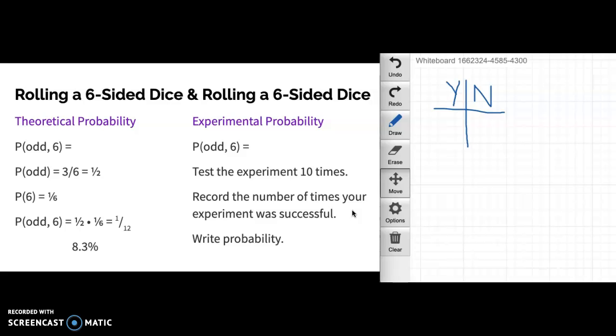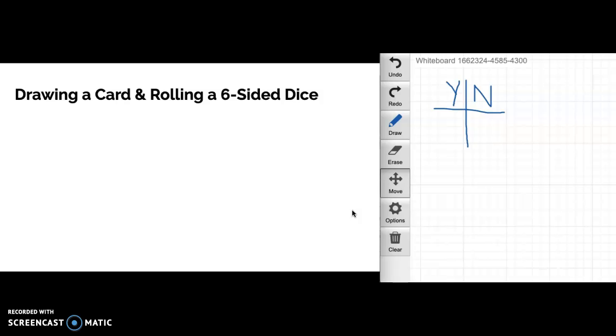Now, when I did my experiment, I was successful 1 time, so my probability would be 1 out of 10, which is 10%, which is pretty similar to the theoretical probability. Let's try another one. This one is going to use a deck of cards and a dice.